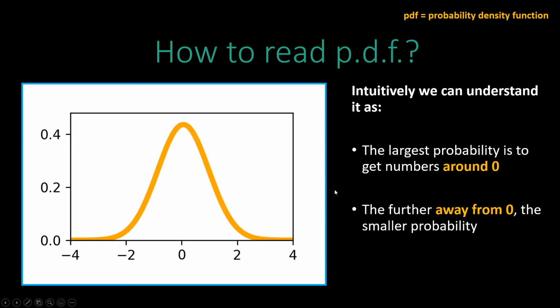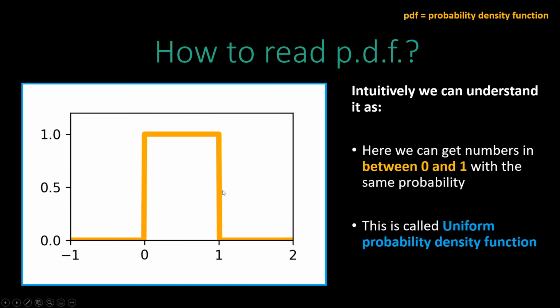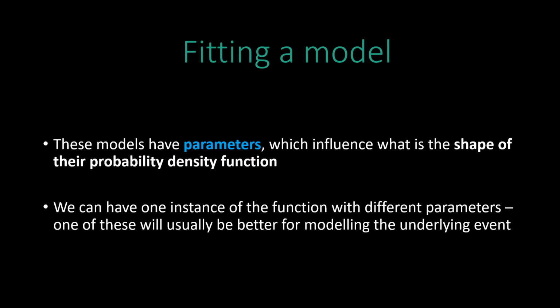Right. And sometimes you actually want models which would correspond to this, because there are things in nature which fit this model better. And sometimes you actually want to be very fair and be able to get numbers in this range all with the same probability. Right.